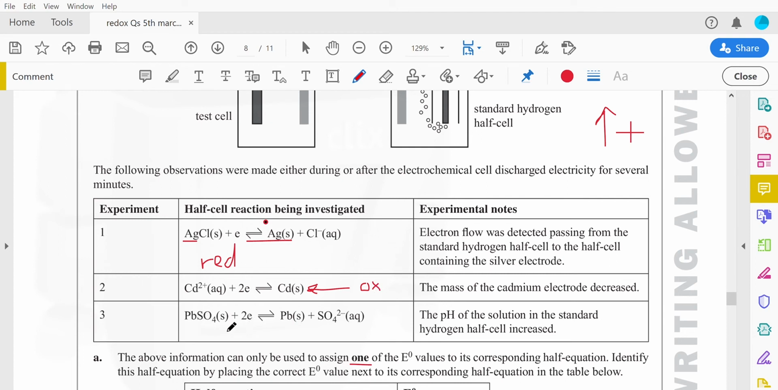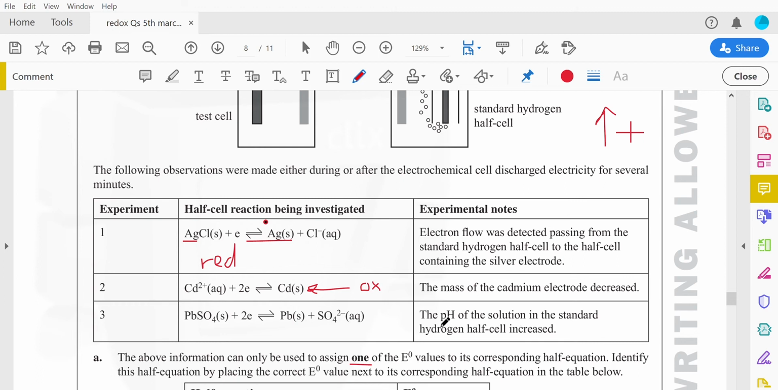Here, we have lead sulfate plus 2 electrons is lead solid plus sulfate ions. The pH of the solution in the standard half cell increased. So, what goes on in our standard hydrogen half cell? We have it about the middle point of the electrochemical series, just a little bit lower. We can see what happens in our standard hydrogen half cell. We have 2 hydrogen ions plus 2 electrons producing hydrogen gas.